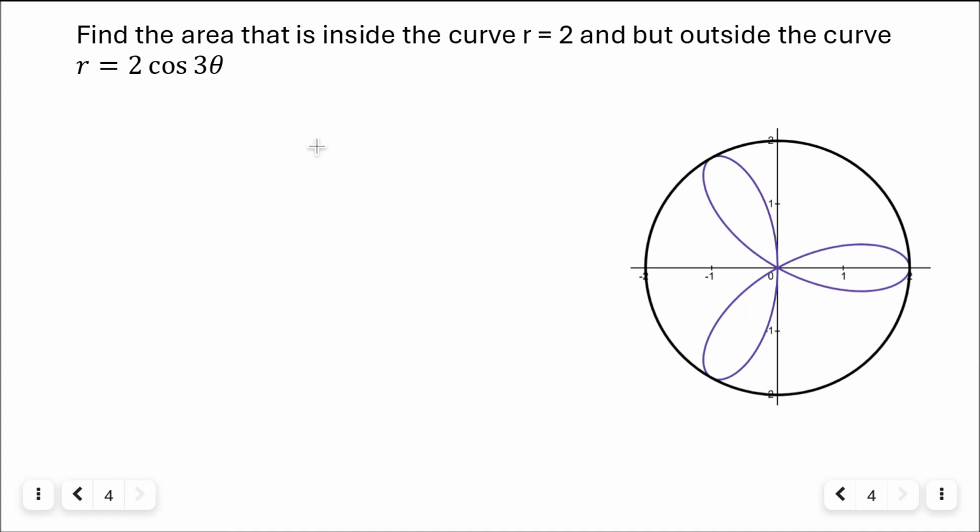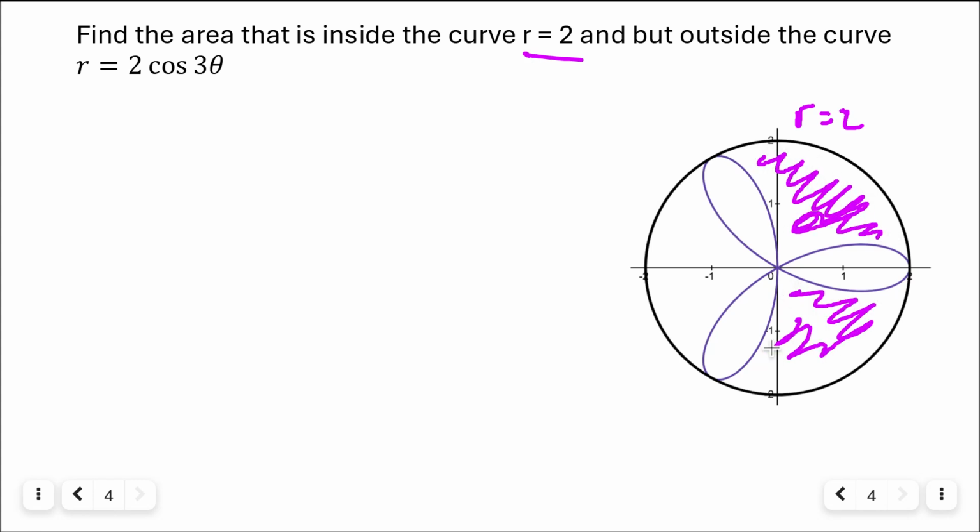Okay, let's try one more. We're going to find the area that's inside the curve r equals 2, so that's the circle, but outside of the curve 2 cosine 3 theta. Well, 2 cosine 3 theta is the 3 petals that are here. So I want the area inside the circle, but not inside the petals.